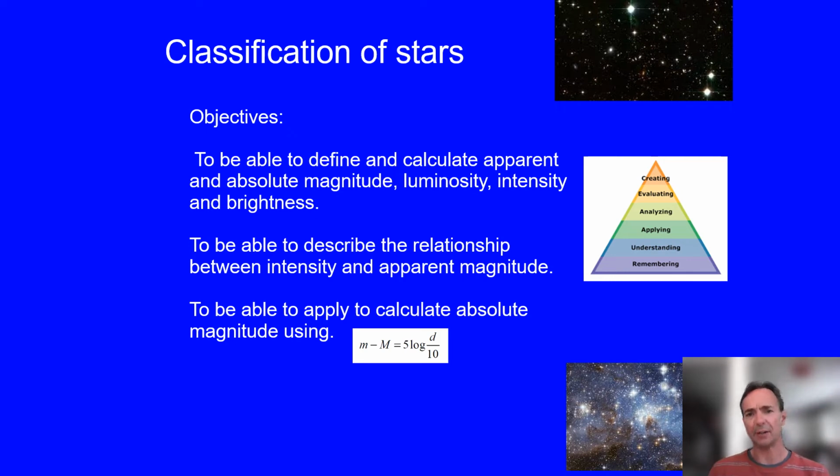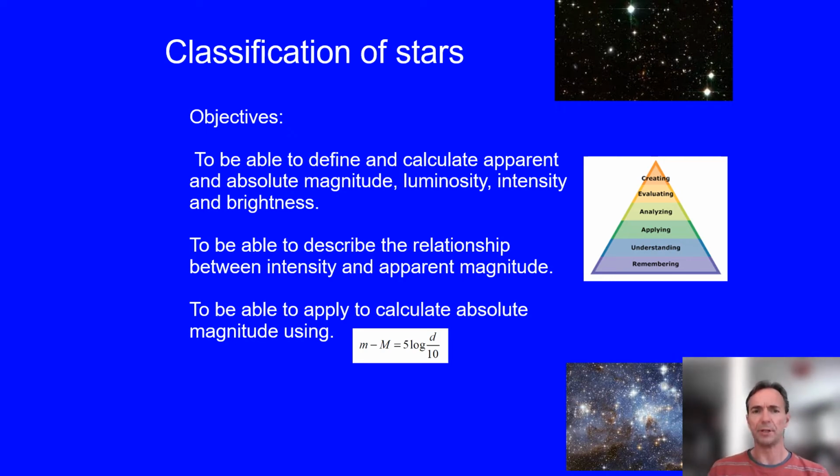To be able to define and calculate apparent and absolute magnitude, luminosity, intensity, and brightness. All these things mean things in astronomy, so we have to know what they mean, where the overlap is, and where there isn't any overlap at all. It gets quite tricky, so I think we need to do this in quite a lot of detail. I'll recap in subsequent lessons as well.